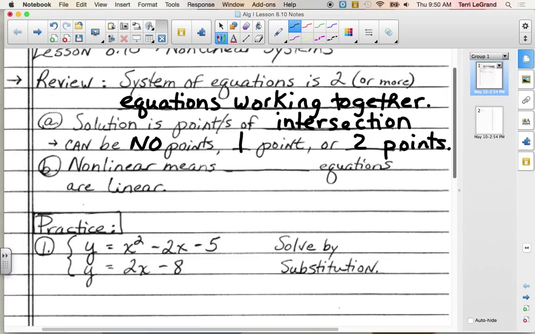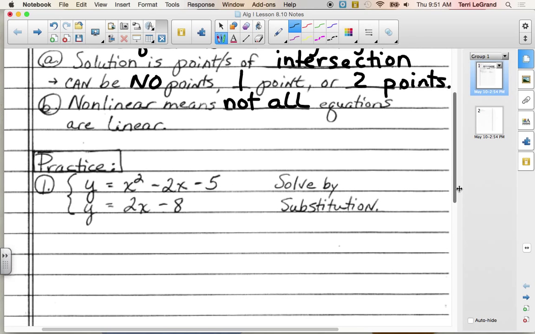So when we have nonlinear systems, that really means not all equations are linear. Maybe, in fact, none of them are. If you have a nonlinear system, it's not going to be treated as two lines intersecting. It might be one of them a line, the other one a parabola. And that's what our case is going to be, the ones that we're solving in this lesson today.